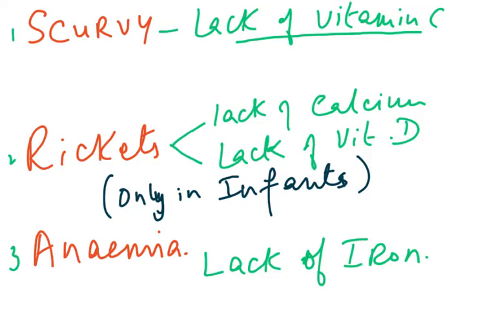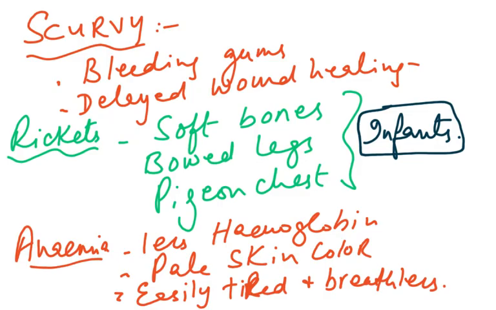Then the second disease is rickets, which is only found in infants. Infants means little kids. And it is due to the lack of calcium and lack of vitamin D. Anemia is a disease in which there is lack of iron in your diet. Some people who are vegetarians don't eat enough meat. So no meat, no liver, no red meat in your diet, then of course you're going to have anemia, which is a lack of iron.